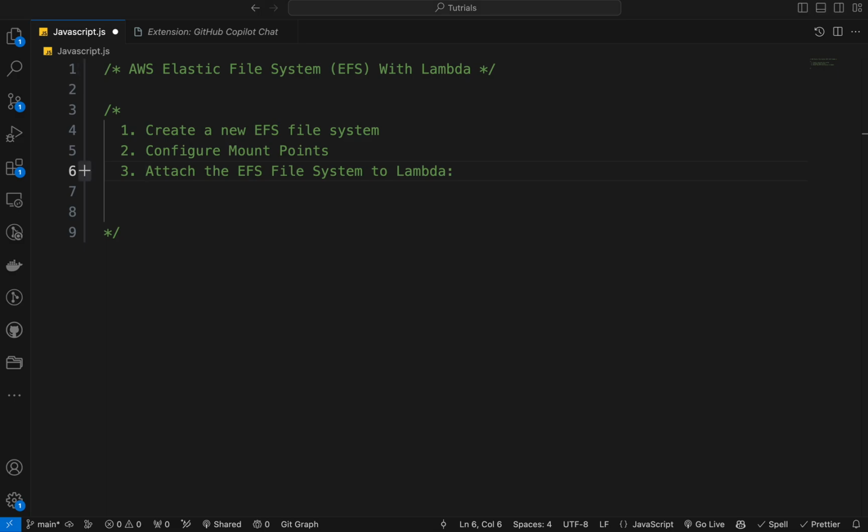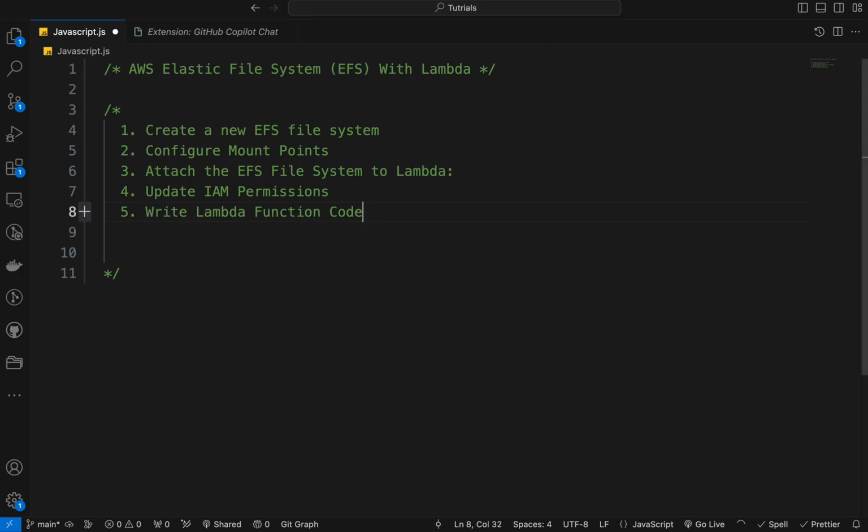And lastly, we have two more steps. You will update IAM permissions. Ensure your Lambda function execution role has the necessary permissions to access the EFS. And lastly, you will write your Lambda function code. In your Lambda function code, you can read and write from the EFS mount path as if it were a local path.